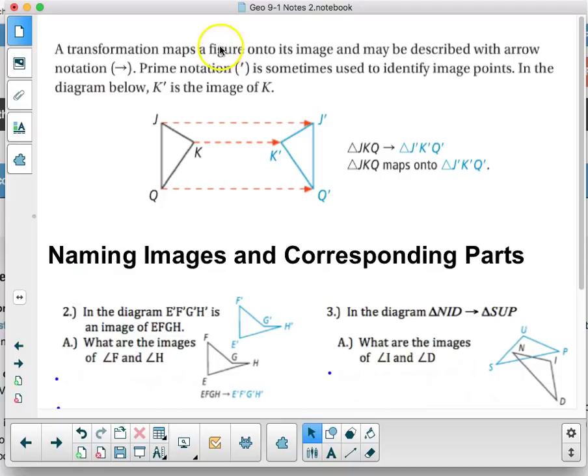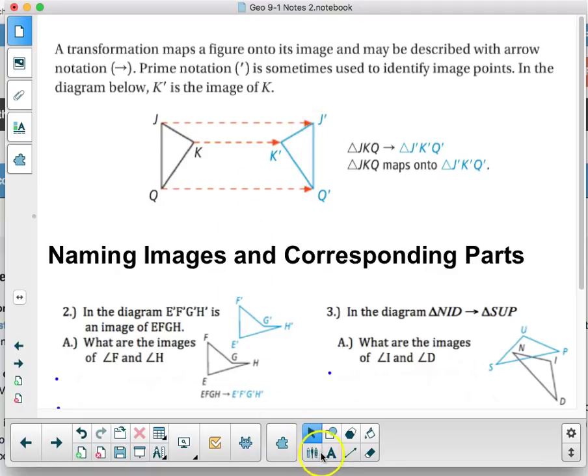Now, a transformation maps a figure onto its image and may be described with arrow notation. That's what this arrow is. This prime notation, that looks like an apostrophe, is sometimes used to identify image points. In the diagram below, K prime is the image of K, so K would be the pre-image. The pre-image is over here, and this slides to be the image.